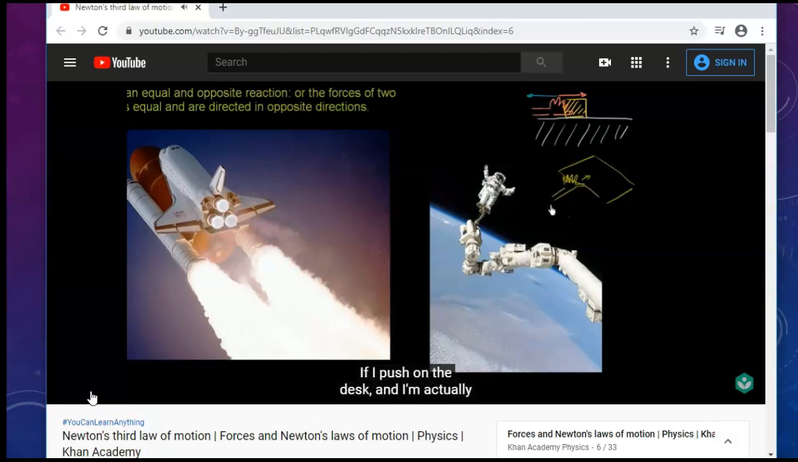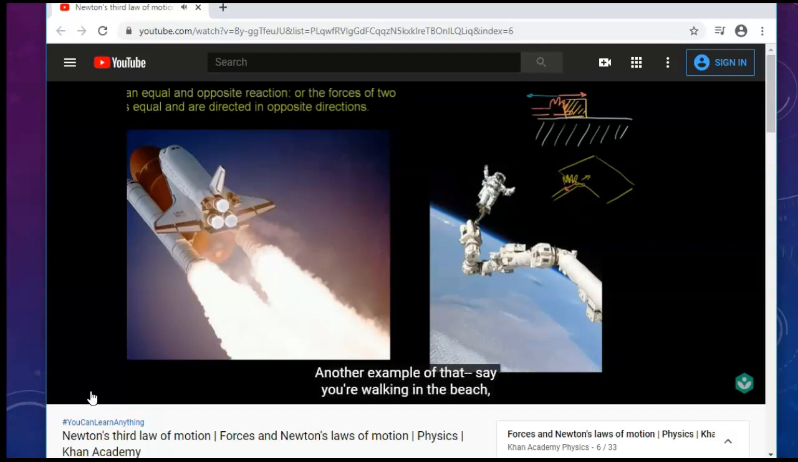If I push on the desk, and I'm actually doing it right now while I record this video, I'm clearly exerting a force on the desk. If I do it hard enough, I might even get the desk to shake or tilt a little bit, and I'm actually doing that right now. But at the same time, you'll see that your hand is getting compressed. The palm of your hand is being pressed down. And that's because the desk is exerting an equal and opposite force on you. If it wasn't, you wouldn't even feel the pressure. Your hand would be completely uncompressed.